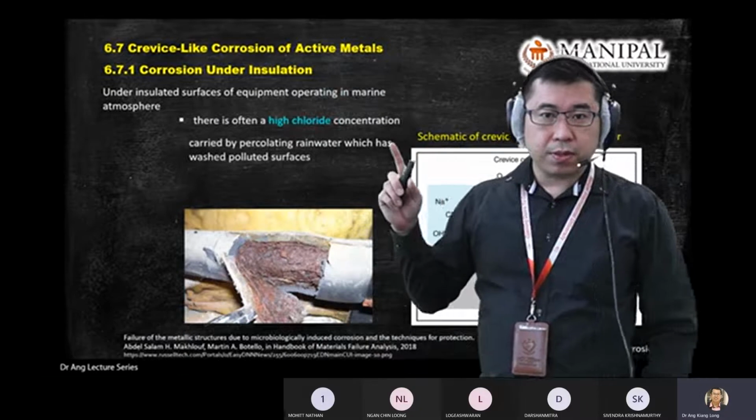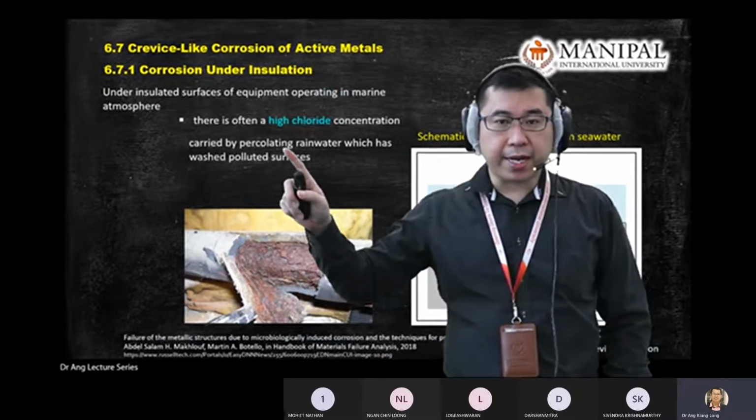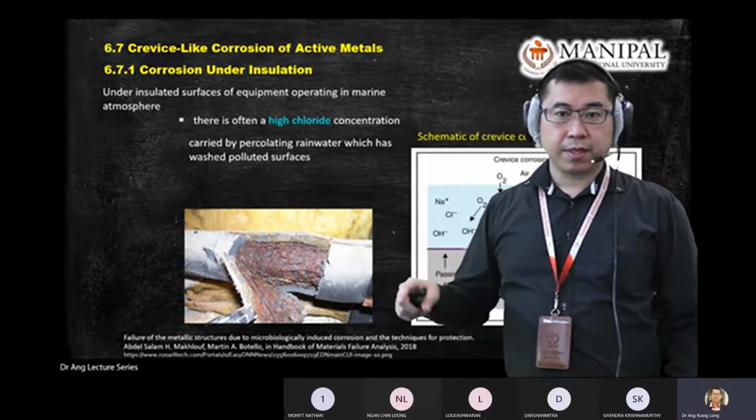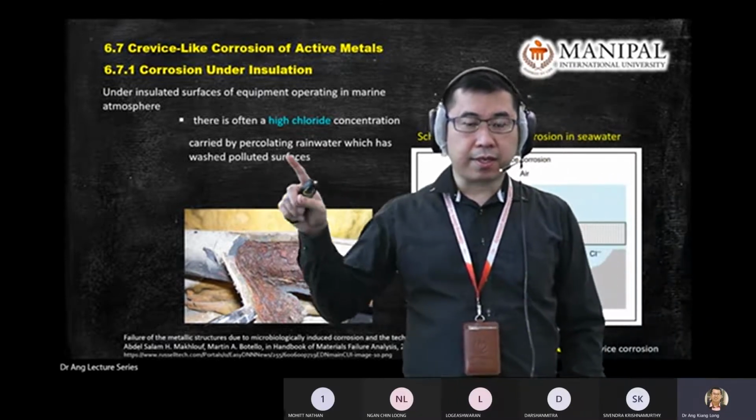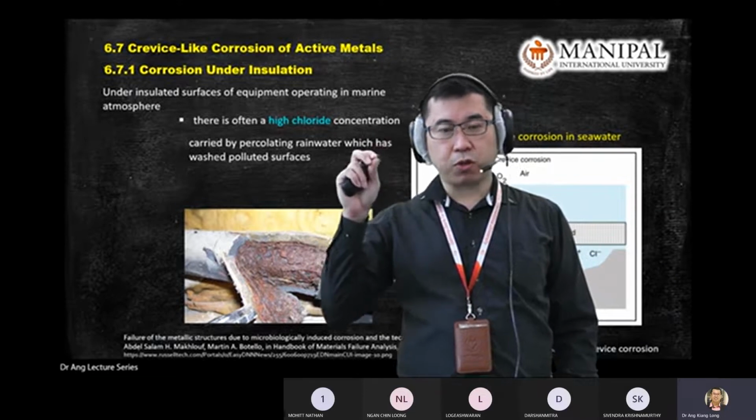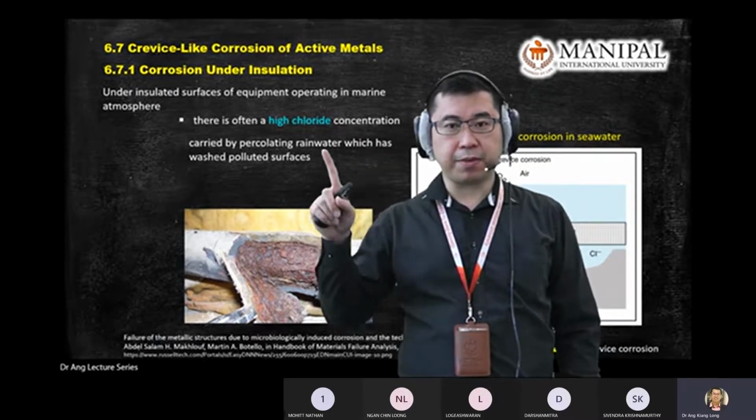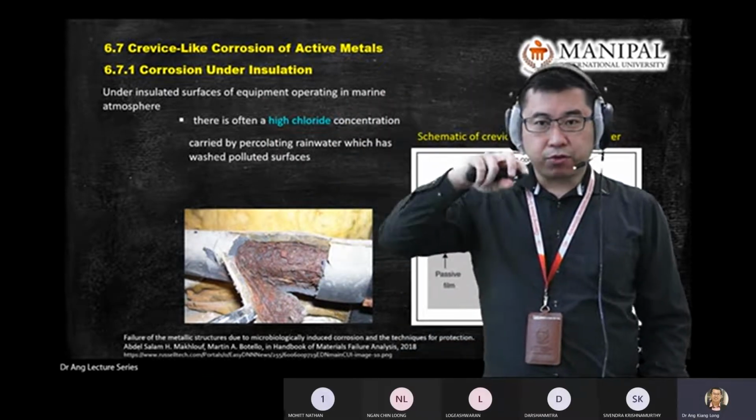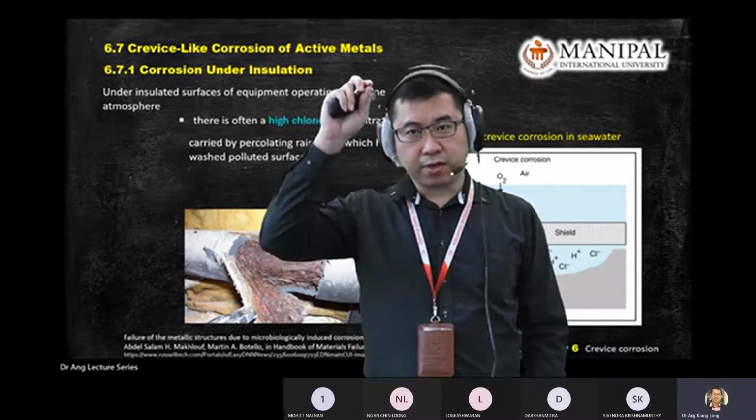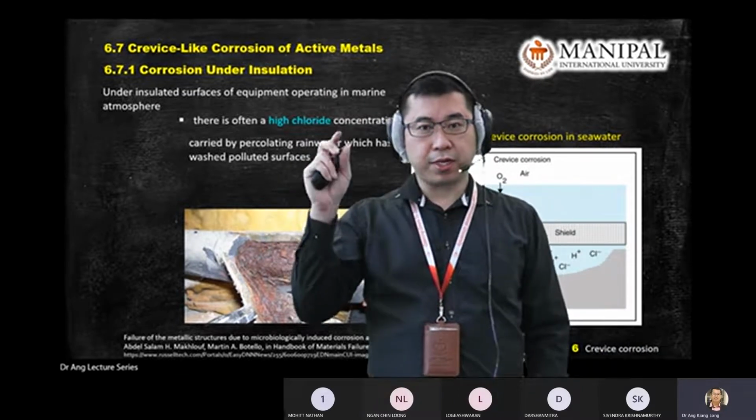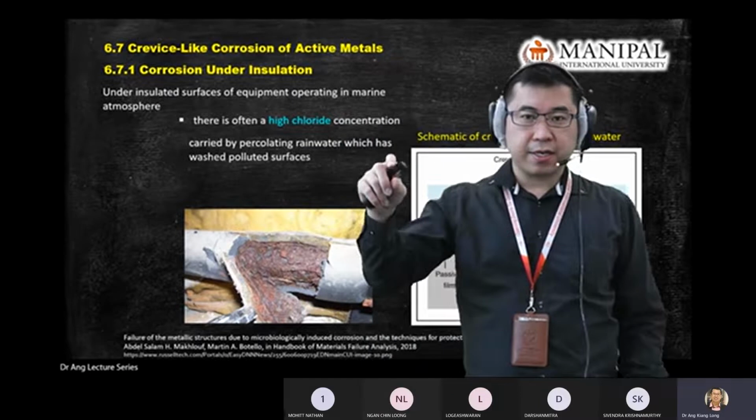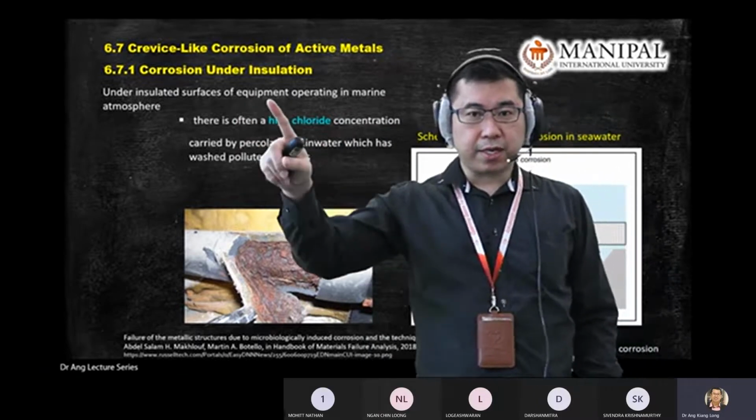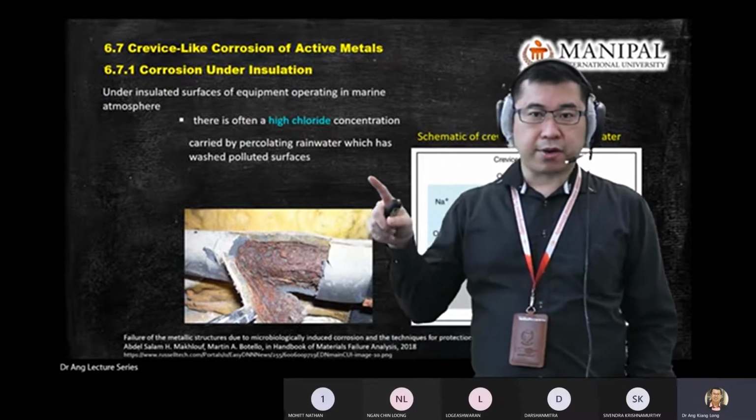Sometimes they are also carried by rainwater. This is how all these pollutants can get onto the marine equipment, because of the rain. When you travel in the open sea, it rains. The rain will capture the pollutants in the environment, and then the rainwater will reach the marine equipment. Then crevice will happen.